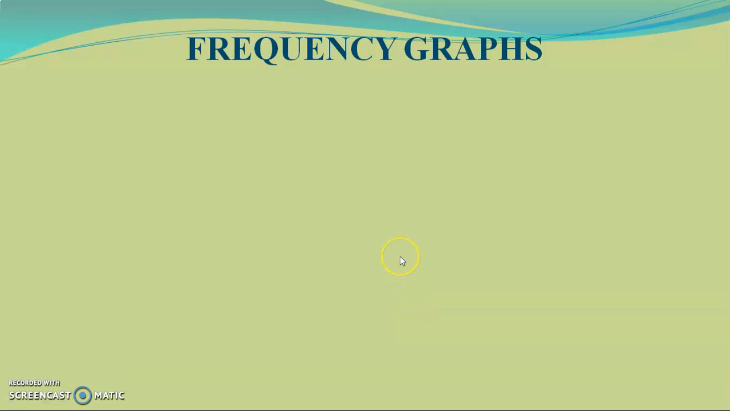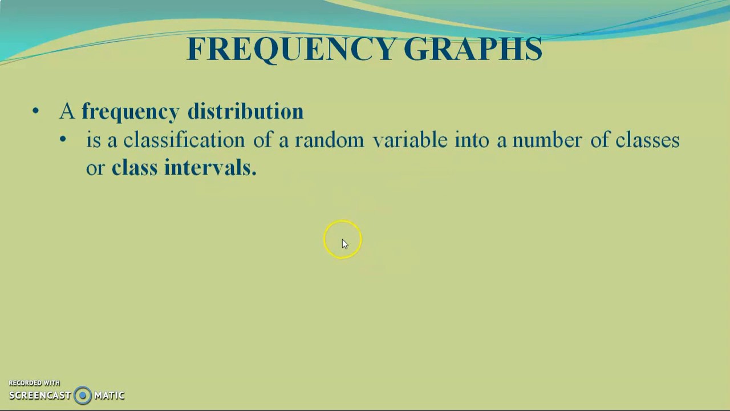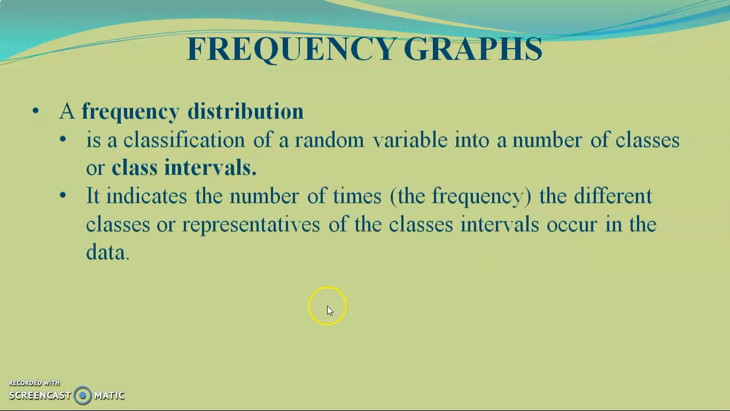And the next one is the frequency graph. A frequency graph is used to represent any frequency distribution. What is meant by a frequency distribution? We have discussed it last class. Frequency distribution is a classification of a random variable into a number of classes or class intervals. We are not going into detail. You can refer to the last class.